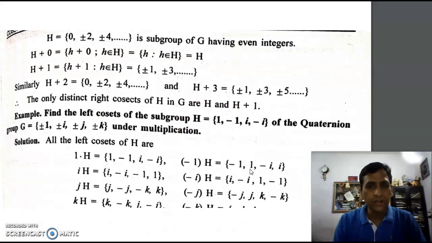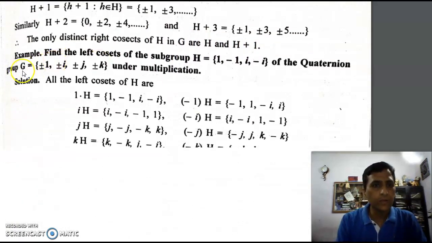Similarly, this is another example. You are given this group of quaternions. Here, with plus minus, we have 8 elements. Here we have 4 elements. You have to find the cosets under multiplication.